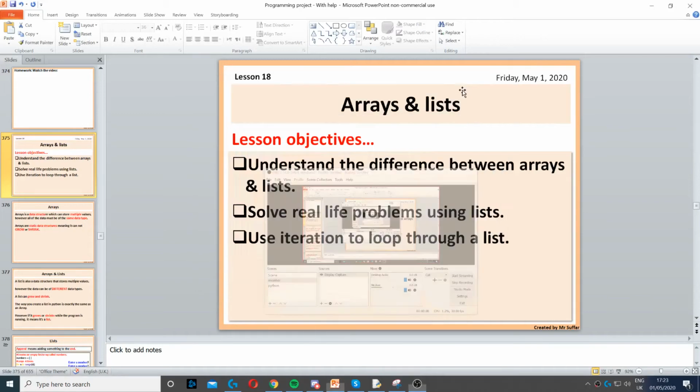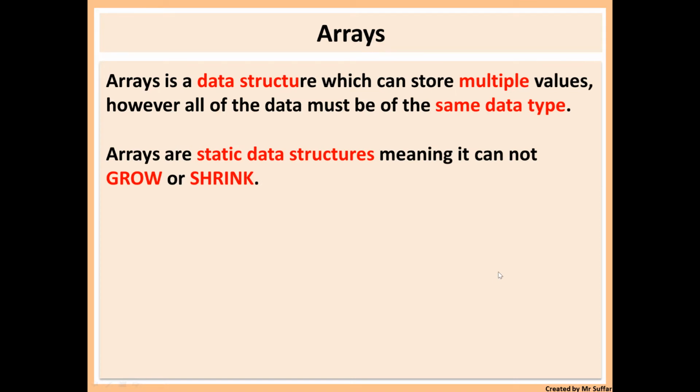For this lesson, we're going to look at arrays and lists. Now, an array is a data structure which can store multiple values under one name or identifier. All the values in an array have to be of the same data type. An array cannot grow or shrink as well. That's why we call it a static data structure. It cannot grow in size. You have to declare the size of the array at the start.